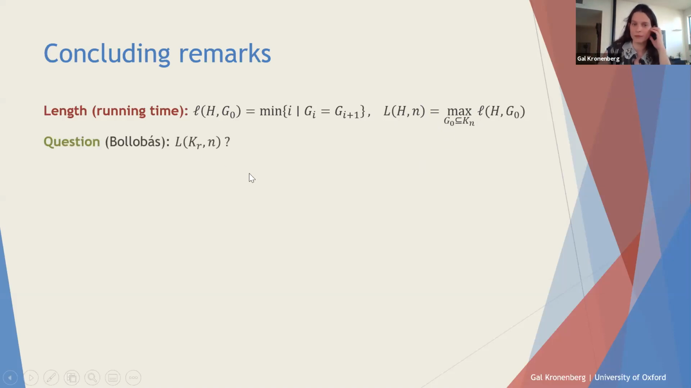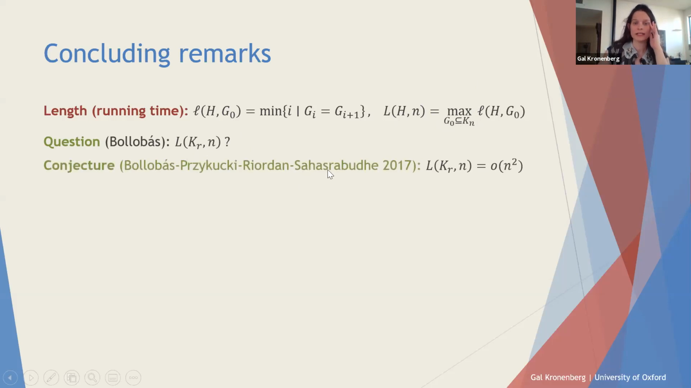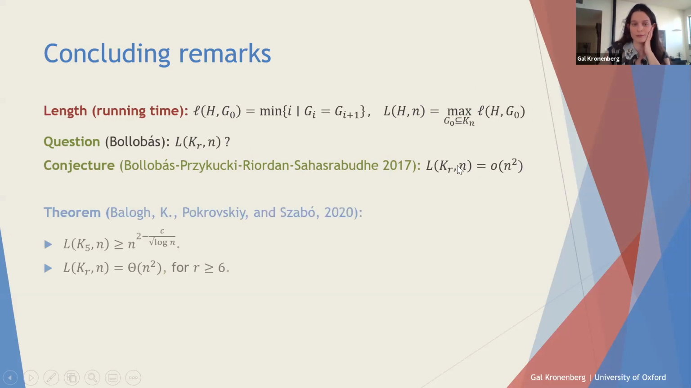And the question of Bollobás was to determine it for K5, and we had some results and some conjecture that it should always be sublinear, and we showed that it is not sublinear, it is subquadratic, and we showed that it is of order of n squared for R at least 6, but for 5 we didn't show it, and the question is still what happens in the K5 case.